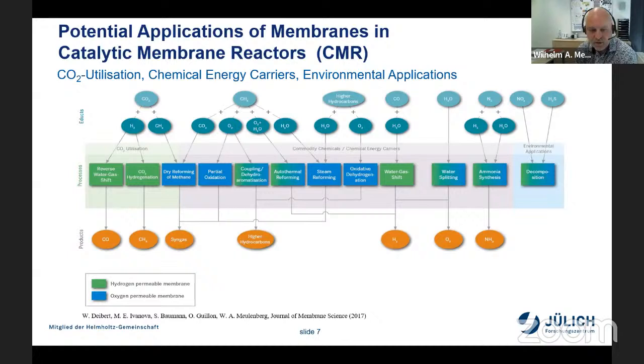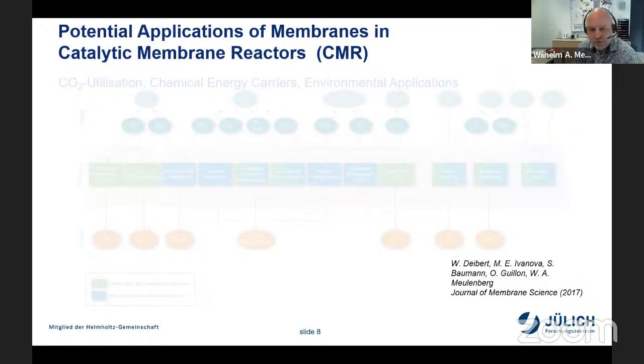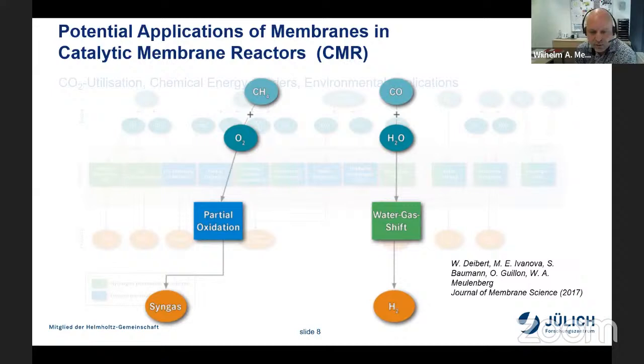So, I want to show you two of these application possibilities, not because they are the most important, but because they are the easiest to explain. And we have two different functions of the membrane here. One is the partial oxidation of methane, where we have methane and produce a syngas. And the other is the so-called water gas shift reaction. Here we have a syngas and we separate hydrogen from this water gas shift reaction.